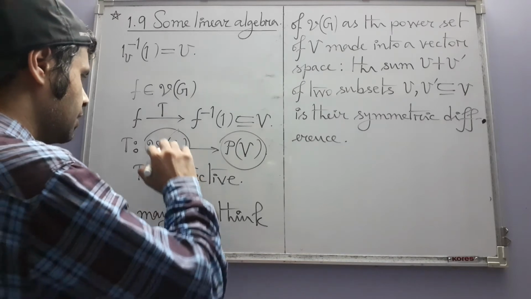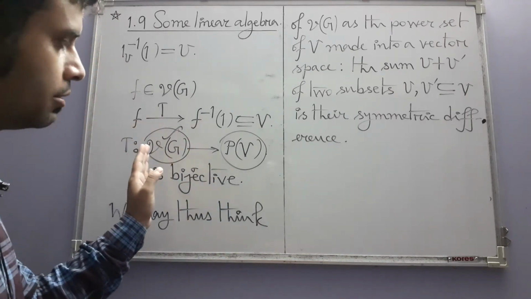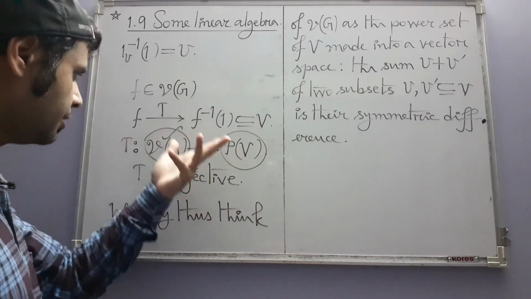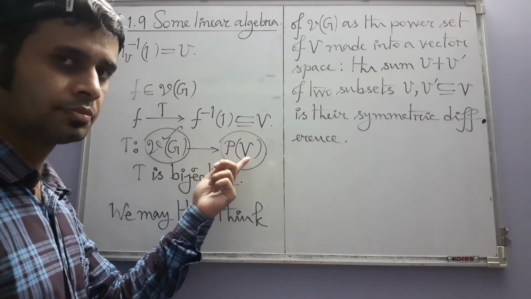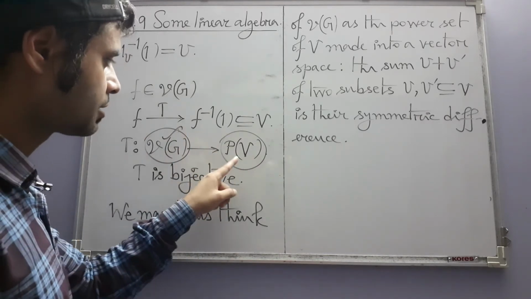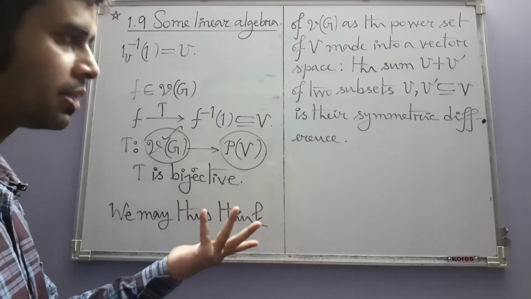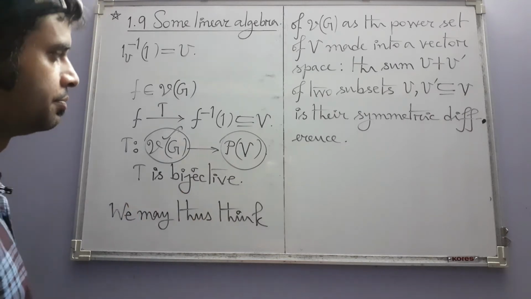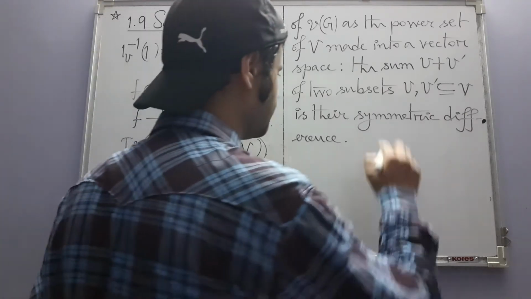See just how interesting this is. Here we have a natural addition. Now if you use T to define an addition on P of V, then it turns out that that operation on P of V is the symmetric difference that you have among subsets of a set. But how is that true? Let's see.